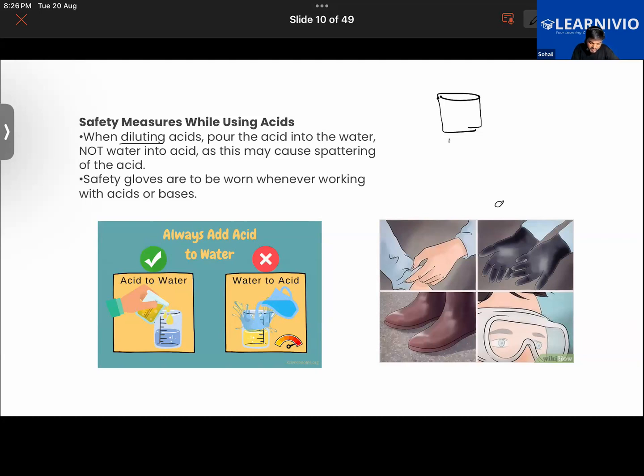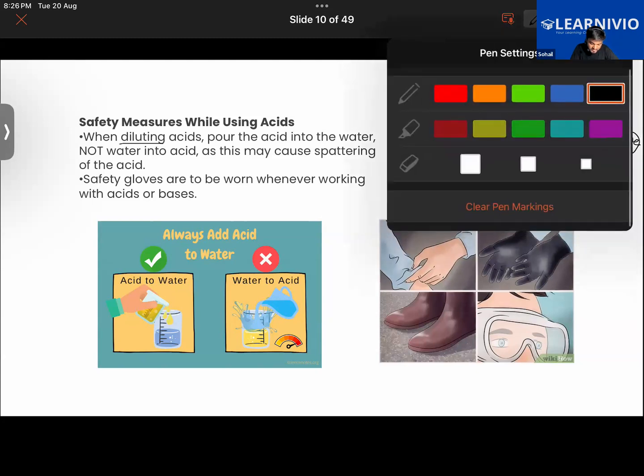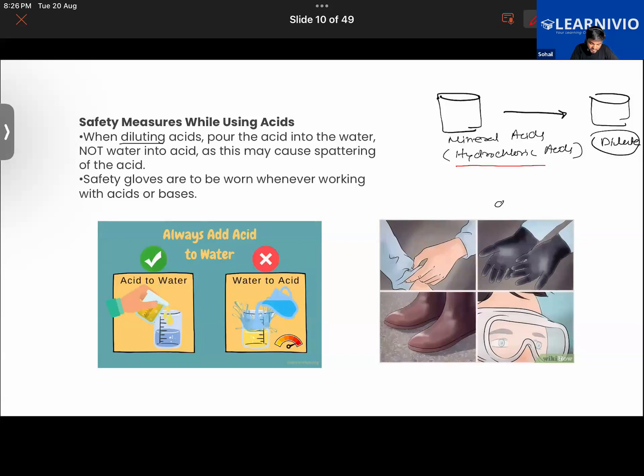We usually have the inorganic acids, which we also call mineral acids, like hydrochloric acid. Say we have a sample of very strong hydrochloric acid, and we have to make it weaker. So we have to dilute it. Try to understand the terminologies over here. By the way, this is a strong acid, or we also call it concentrated acid.